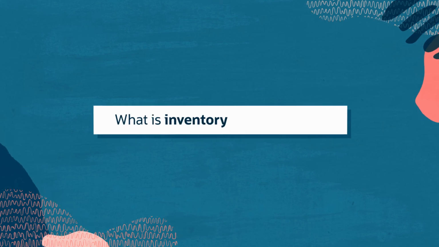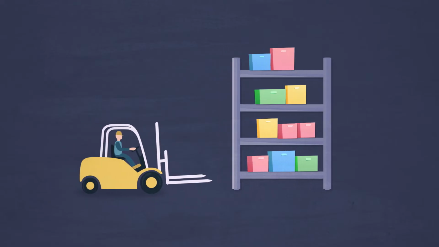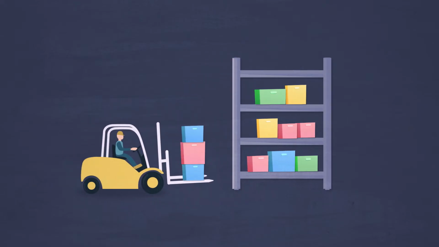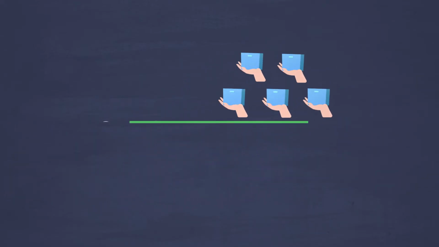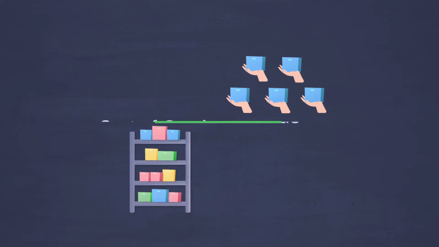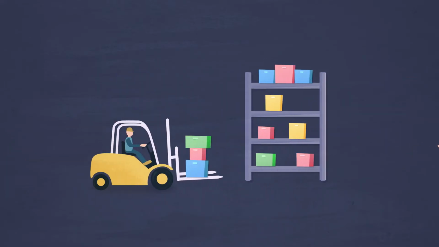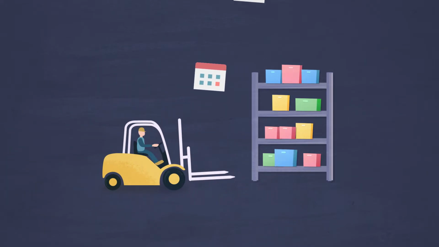What is inventory turnover ratio? The inventory turnover ratio is used to measure how effectively a business uses its inventory. By dividing the cost of goods sold by the average inventory value during the period, the inventory turnover ratio shows how many times a company has sold and replaced inventory during a given period.